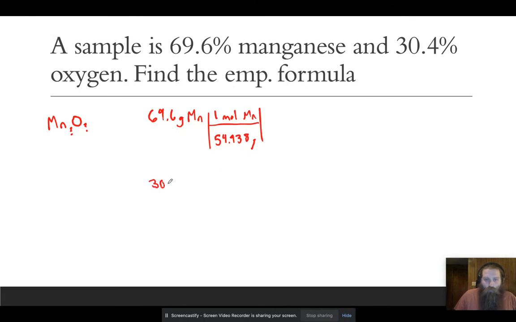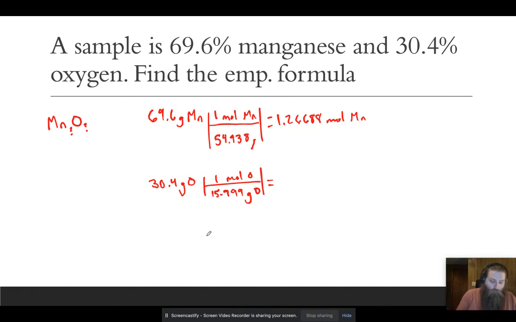We've got 30.4 grams of oxygen. 15.999 grams of oxygen in a mole of oxygen. Hey, there we go. All right, so we run our math. 69.6 divided by 54.938 gives us 1.26688 moles of manganese. 30.4 divided by 15.999, 1.9001 moles of O. All right, which one's smaller?